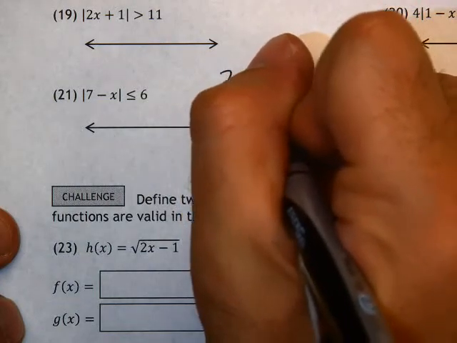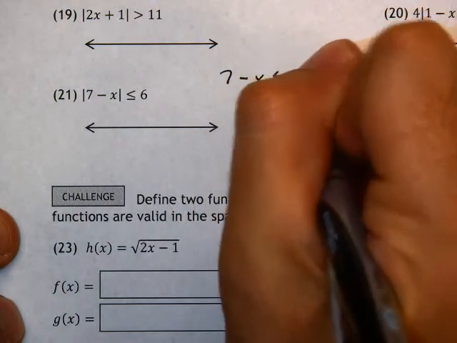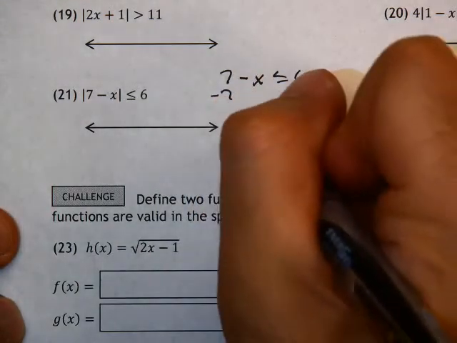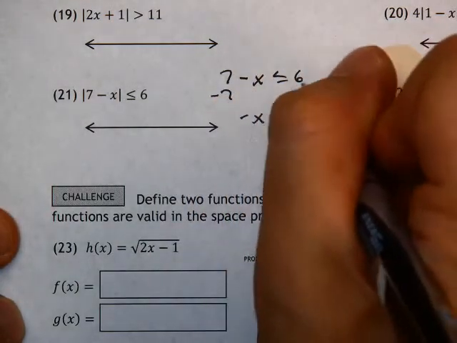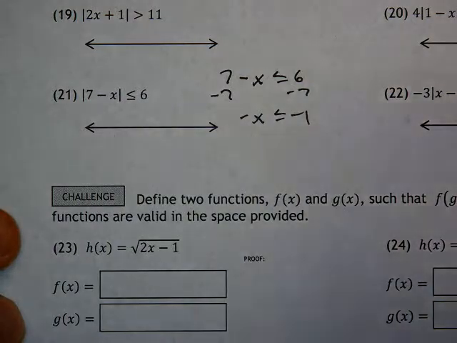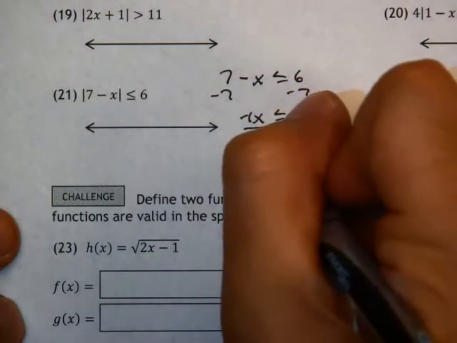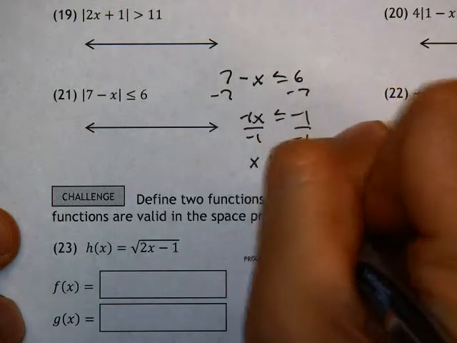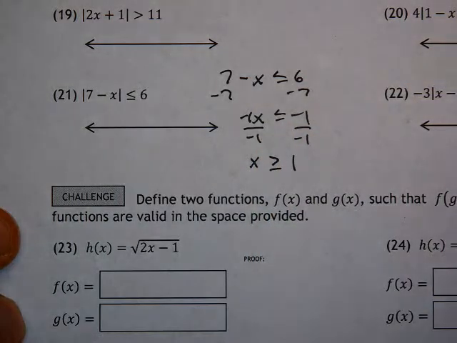Now what I'm going to do is first start with just writing the whole thing without any absolute value symbol. I'm going to subtract 7. I'm going to try to solve for x. So I've got negative x, and I got 6 minus 7, which is negative 1. Now I'm going to divide by negative 1. And when I do that, I get x is greater than or equal to positive 1. So that's part of my solution.